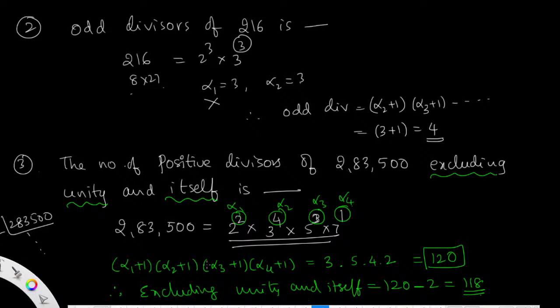Okay, then go to the next question. Question number 4. The sum of divisors of 2 power 4 into 3 cube into 5 square is dash. Are all of you doing it or not? Give the response. Deepti, Shruti, Nishan.